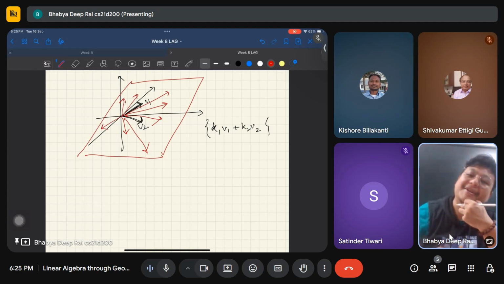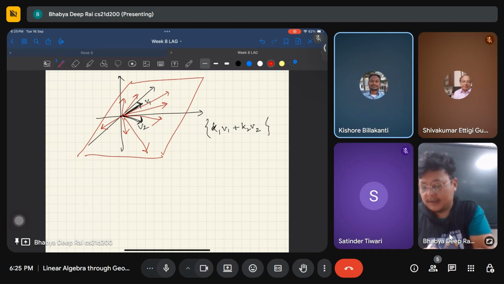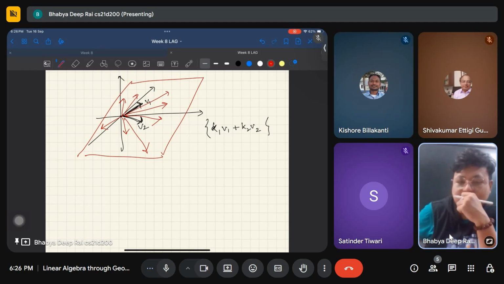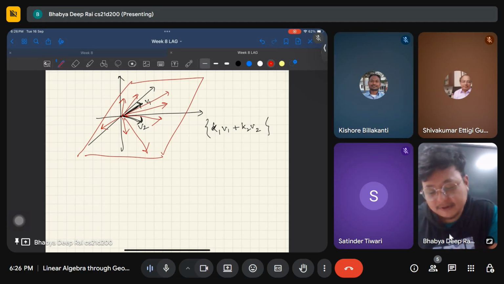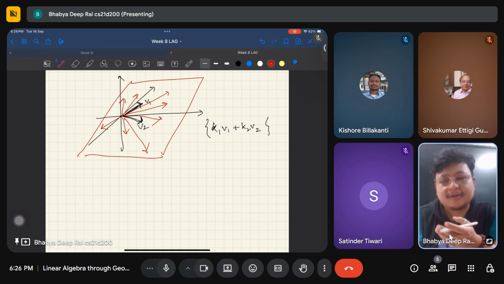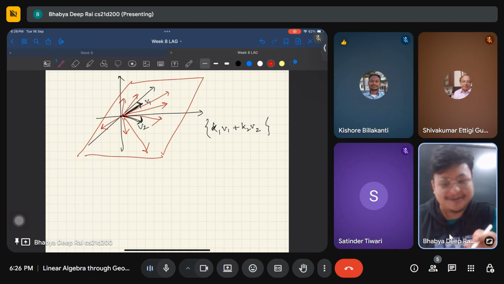They cannot escape the plane. What do you mean by varies? What I mean is, if you take different values of k1 and k2, it will always lie on the same plane that v1 and v2 lie in. It will never escape that. You get it? So geometrically, what does a vector space represent?